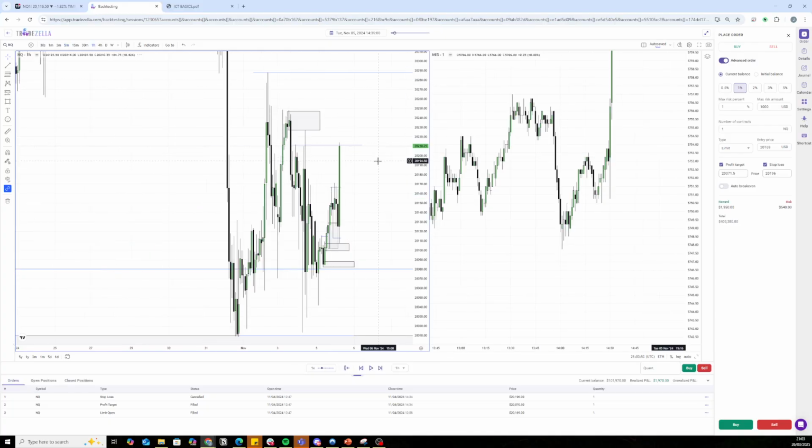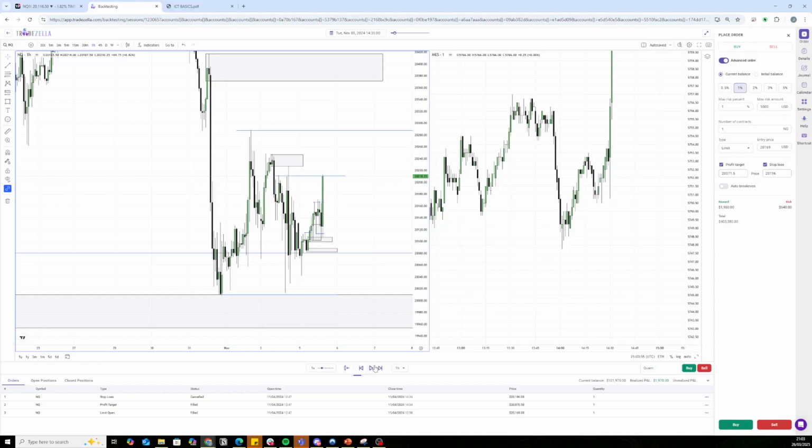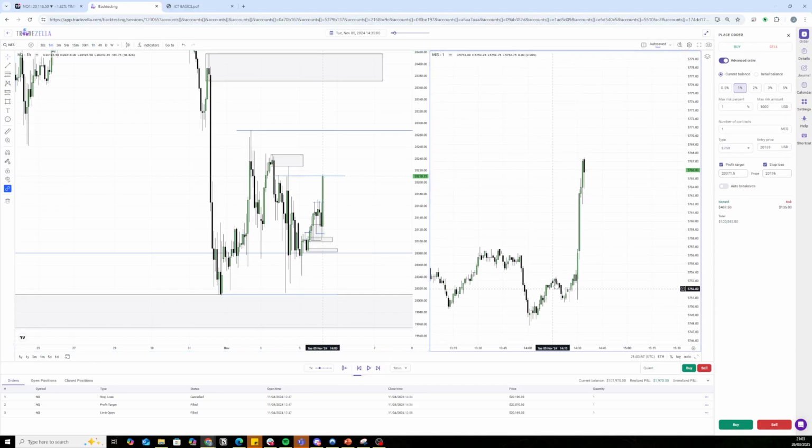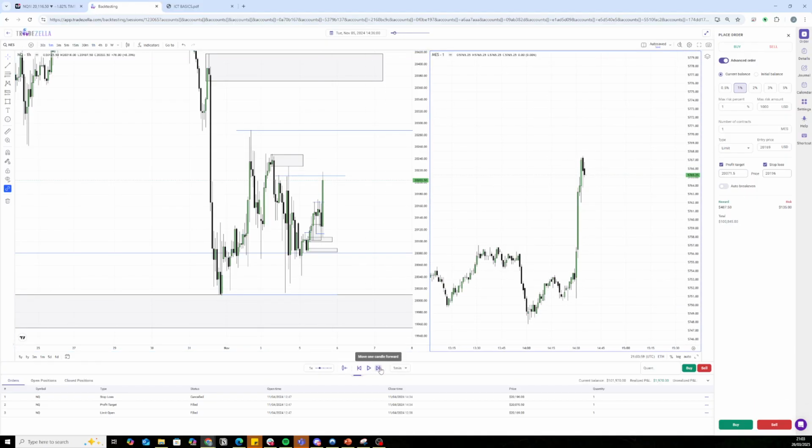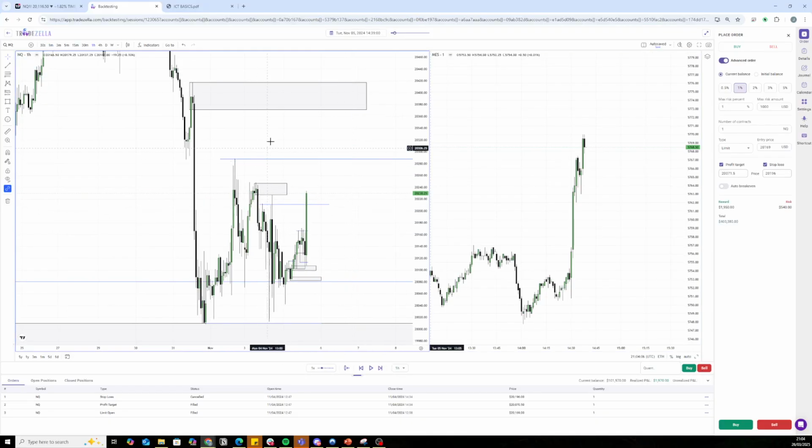Okay, let's see. So we missed out on that trade. That's unfortunate, but it didn't match. It wasn't A+ in my eyes. So our draw is this high in this order block.